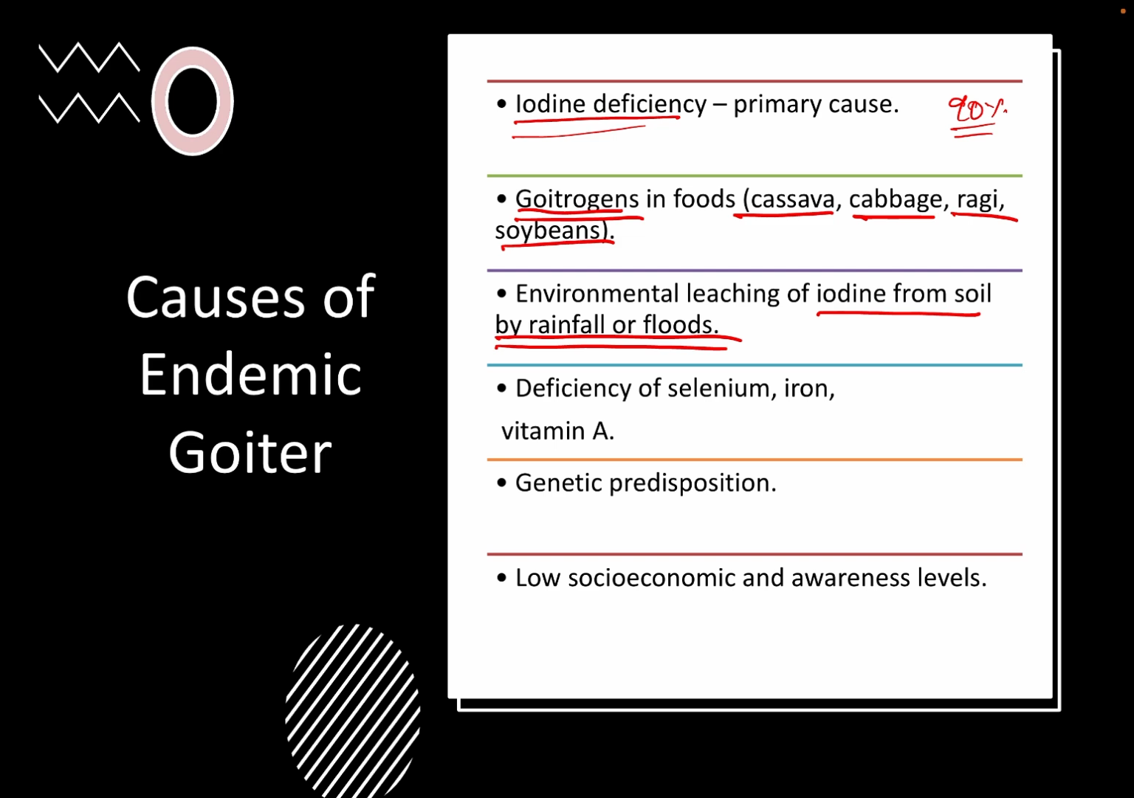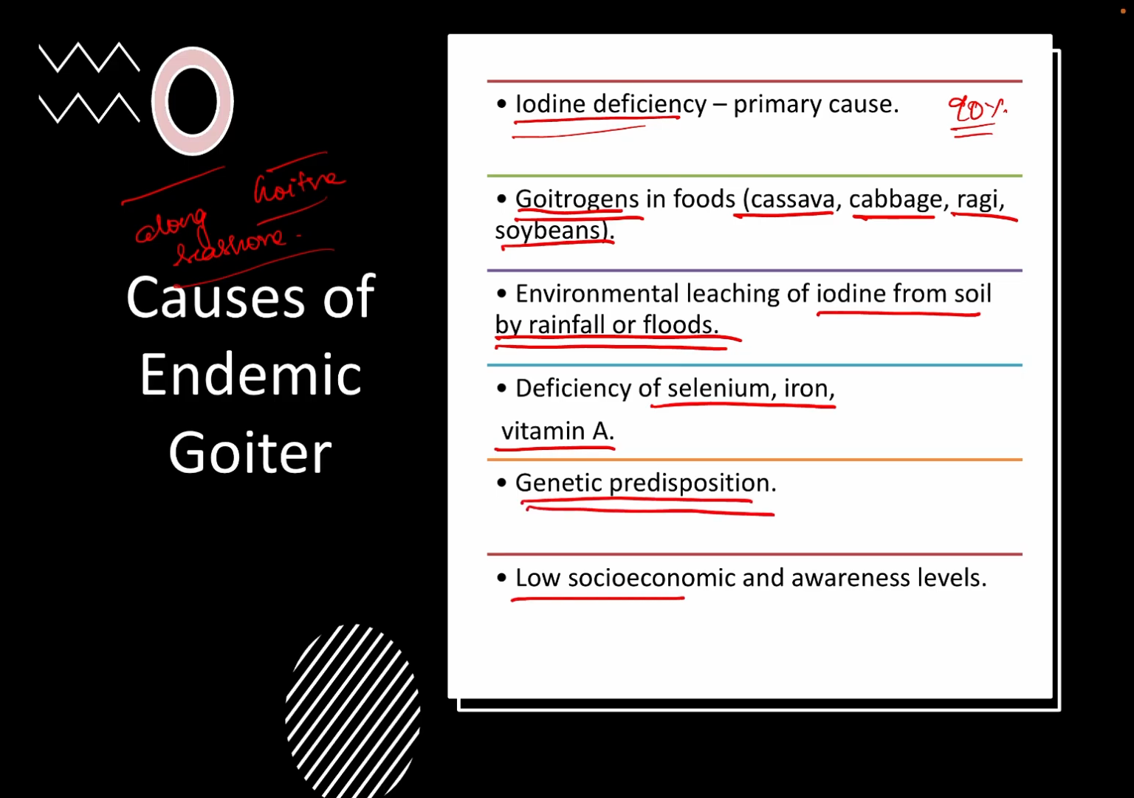That is why you often tend to see no cases of endemic goiter along the seashores or in the fisherman community, because they have a rich iodine diet. Then, deficiency of selenium, iron, and vitamin A can also predispose to iodine deficiency, in addition to genetic predisposition and low socioeconomic status as well as awareness levels.